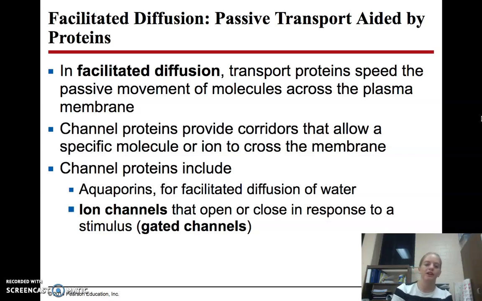So there are two main types of transport proteins. The first are called channel proteins, and those ones are kind of like open sesame doors. They open and create a corridor that allows a specific molecule to pass through. Kind of like in the cell membrane bubble lab when you had that perfect string and it made the perfect space for the pencil or pen to move through. Examples include aquaporins, which are used for the facilitated diffusion of water, and also ion channels that open or close in response to a stimulus, and these are sometimes also called gated channels.